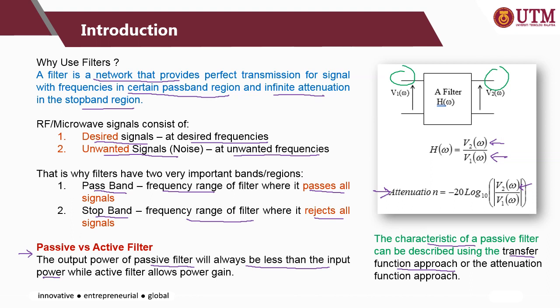While in an active filter, the output could be higher or at least more or less equal to the input power, because the active filter allows power gain, in which an amplifier may be added into the system so that the power may be enhanced at the output point to ensure that the signal at the output point can be recovered.